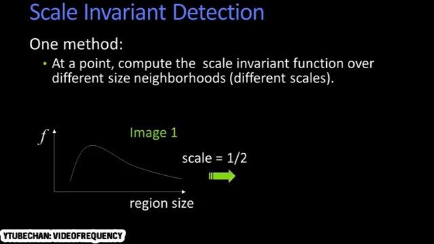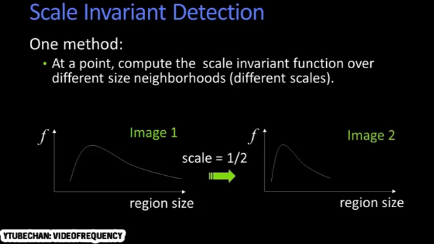Now, let's suppose in my next picture, I shrink the thing down by half. Now, as I compute that same function over the same region sizes, 2, 4, 8, 16, it's going to take the same shape, but it's going to get there faster, which is why this function is essentially just a squashed version of the one on the left. But it's the same function, just squashed.